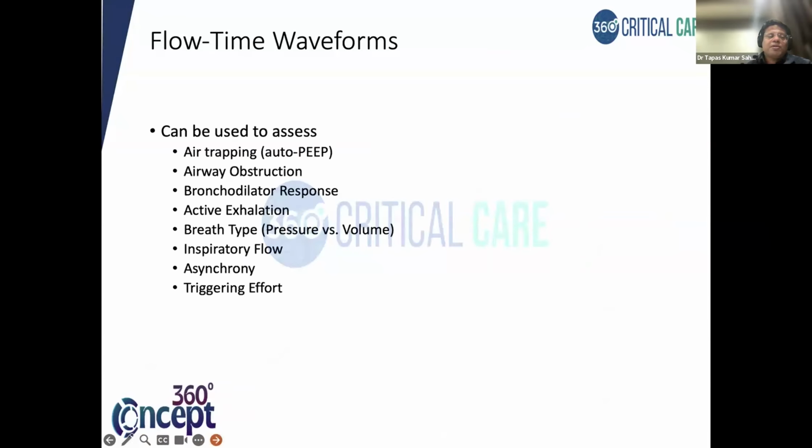Now the flow time waveform can be used to assess air trapping, that is auto PEEP. So auto PEEP you can see in all three: pressure time, volume time and flow time. Airway obstruction, bronchodilator response, which is very good for diagnosing and treating with the bronchodilator in the flow time. Active acceleration, breath type, whether it is a pressure or volume breath, that I have already told you how you will be differentiating whether it is pressure generated or volume generated. Inspiratory flow, asynchrony and triggering effort.